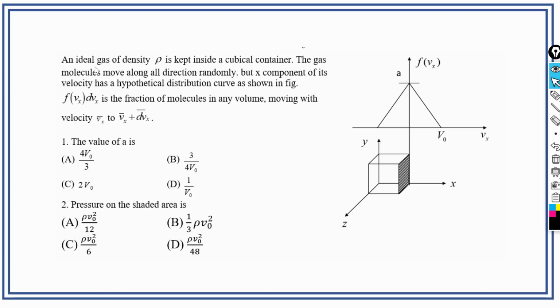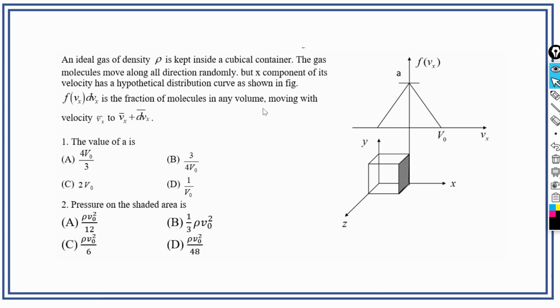An ideal gas of density rho is kept inside a cubical container. The gas molecules move along all the directions randomly, but the x component of its velocity has a hypothetical distribution curve as shown in the figure. Fx dvx is the fraction of molecules in any volume moving with velocity vx to vx plus dvx. So this is a hypothetical velocity distribution graph of a gas sample.